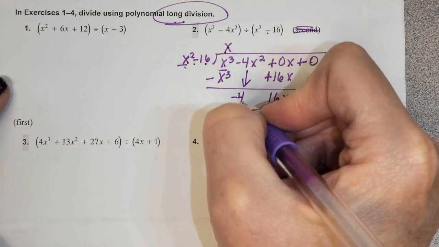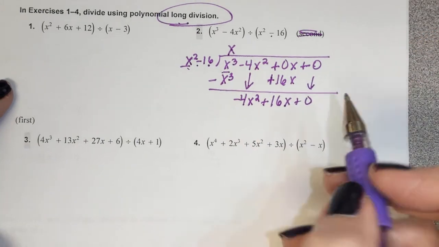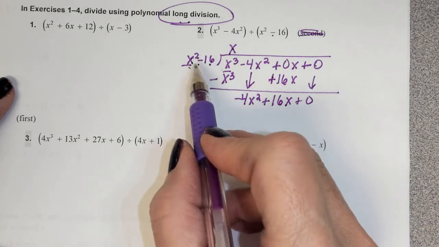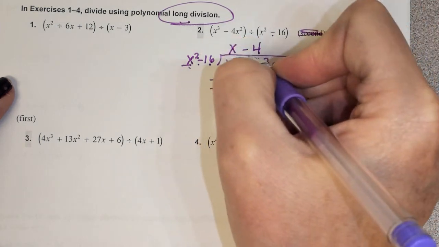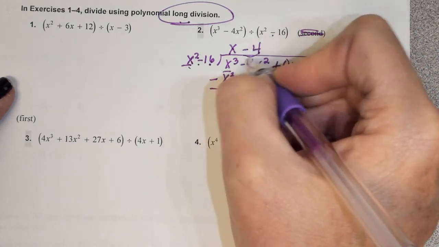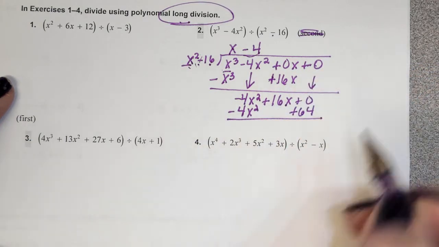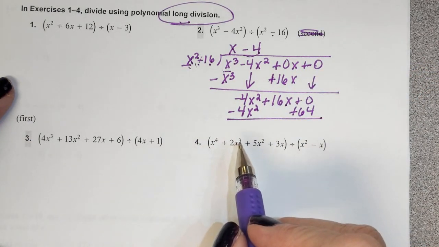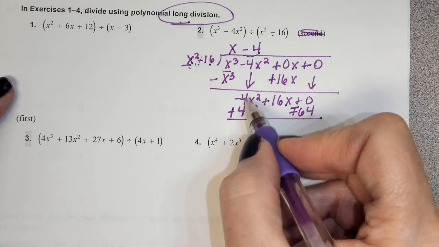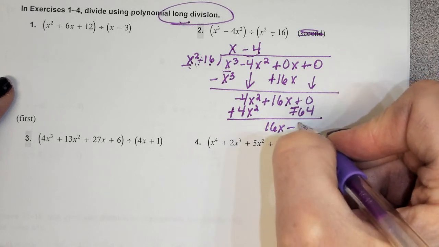I have to bring this down. And I can even bring this down if I want. I may not need it, but we'll see. What's negative 4x squared divided by x squared? Negative 4. Now I multiply negative 4 times x squared, and I multiply negative 4 by negative 16. That's positive 64. And now what do I do? Subtract. So I'm going to have to change the signs, and add is the same as subtracting. That cancels. Here I just get 16x. 0 minus 64 is negative 64.